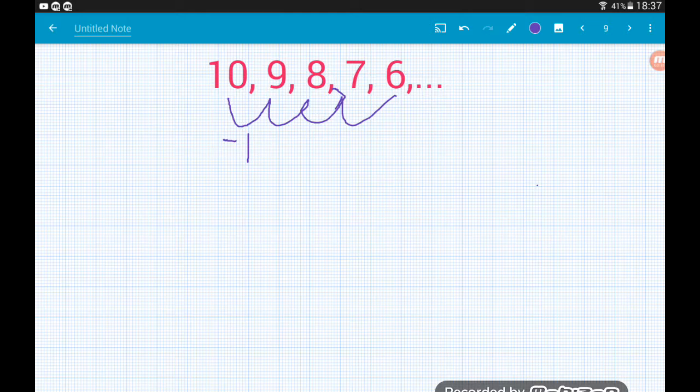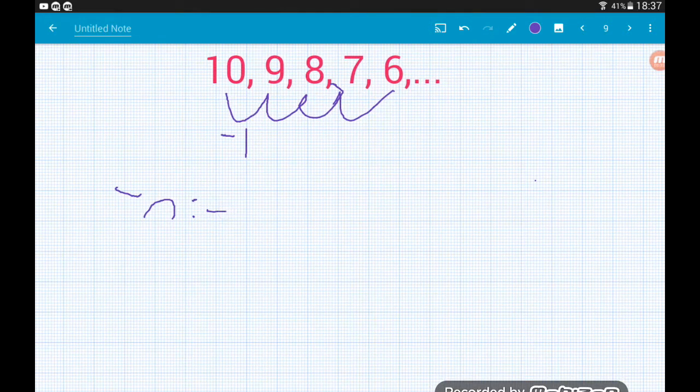So that means the n part of our nth term is going to be -1n, or just -n. So if we write out that sequence, it's just minus the normal sequence of counting numbers. So -1, -2, -3, -4, -5. Now we need to work out how do we get from -n to our sequence. So how do we get from -1 up to 10? Well, the answer is that we add 11.